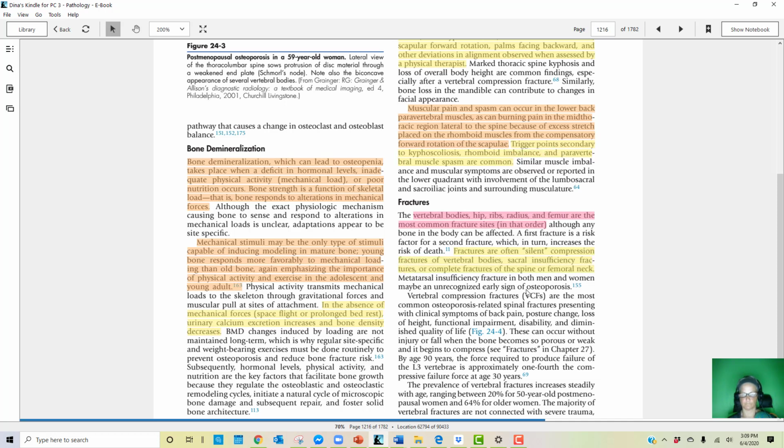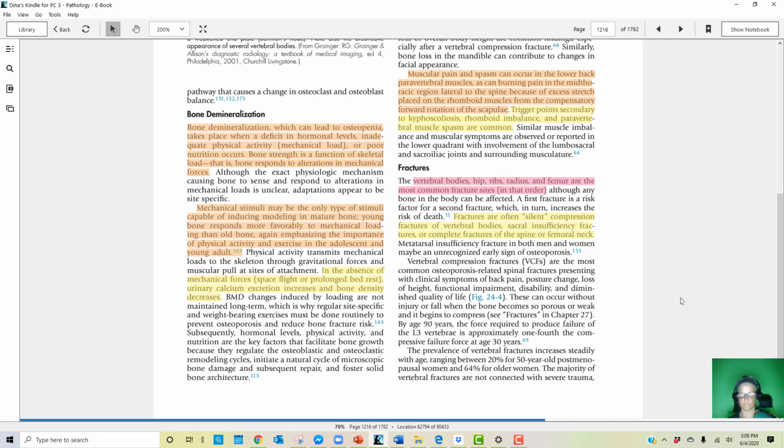Vertebral compression fractures, VCFs, are the most common osteoporosis-related spinal fractures presenting with clinical symptoms of back pain, posture change, loss of height, functional impairment, disability, and diminished quality of life. Figure 24.4. These can occur without injury or fall when the bone becomes so porous or weakened it begins to compress. See fractures in Chapter 27. By age 90 years, the force required to produce failure of the L3 vertebrae is approximately 1/4 the compressive failure force at age 30 years.